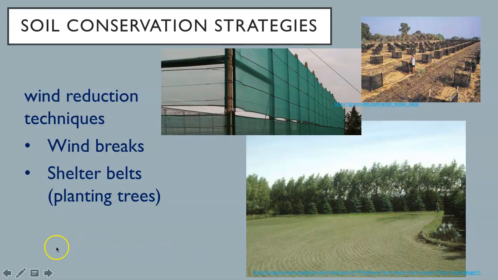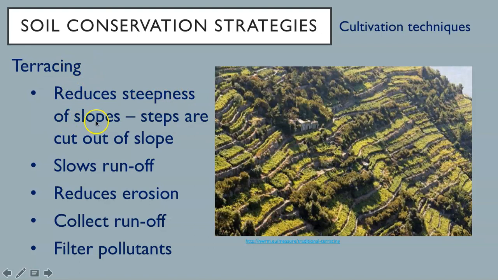Terracing is another conservation strategy, which reduces the steepness of slopes by cutting steps out of the slope and therefore slowing runoff, which reduces erosion and allows for the collection of rainwater and helps to filter pollutants, reducing soil pollution and degradation.